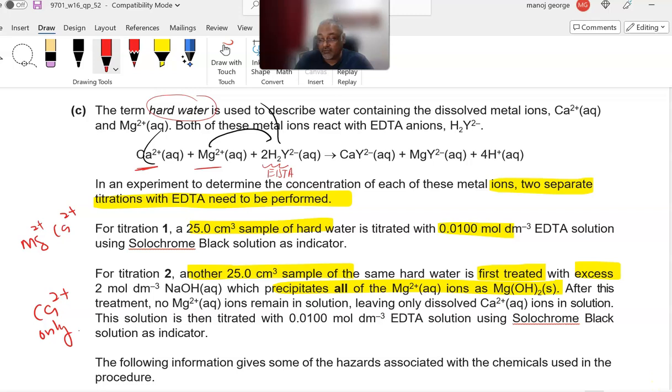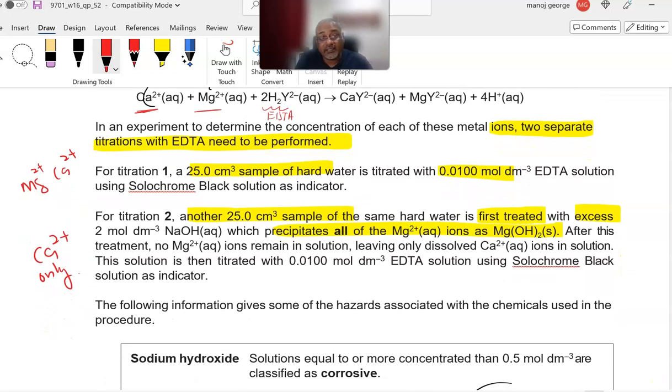Okay, and now we need to read this very, very carefully. I need you to read this carefully to understand what's the difference between the first titration and the second titration. Now, 25 cm cube of hard water is taken. That's the one which is going in your conical flask during titration in both cases. So 25 cm cube is a standard volume that goes into the conical flask. Now, the EDTA is coming from the burette, and the concentration of EDTA is 0.01, which is mentioned. The indicator is added to the 25 cm cube of the hard water in the conical flask, measured by pipette.